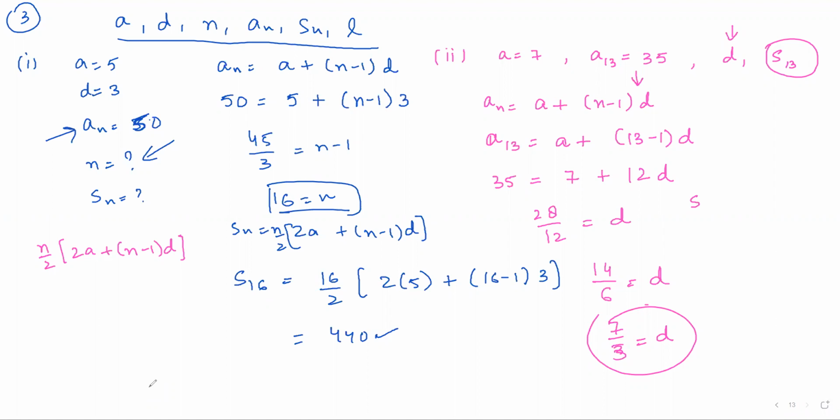Ma'am, but we need the sum till 13, right? Okay, yeah, that way you can do. If a13 is known, you can check from both the formulas if you wish, and you will get the same answer. So what I was trying to explain is it's not always necessary that you are given the last term. It might be given that a12 is something and then you have to find S15. In that case, you will have to use this formula, right?